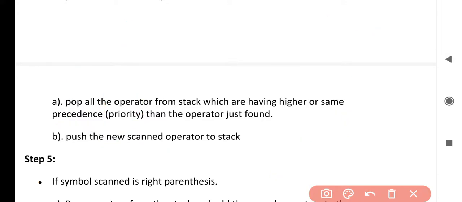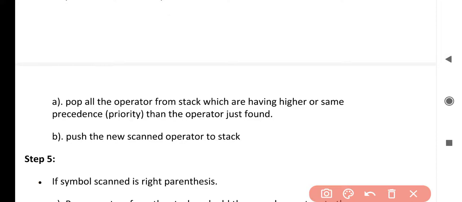What you have to remember: if the operator inside the stack is already greater than or equal to the new one, then you have to remove that operator and put it in the postfix string, and the new operator will sit in the stack. And if the new operator has lower precedence than the operator in the stack, then you have to follow this.